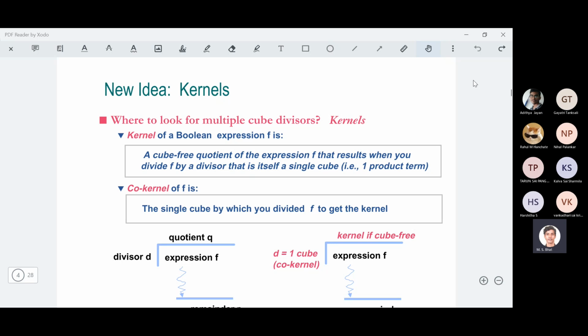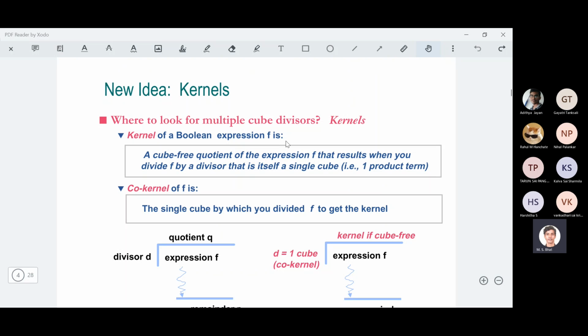We were discussing multiple cube extraction from a set of Boolean functions, and this is actually for optimizing multi-level logic circuits. In the last class, we started with the idea of kernels, and we have briefly seen what kernels are.